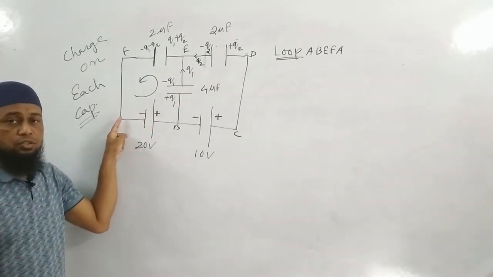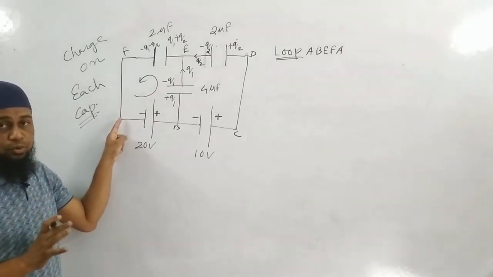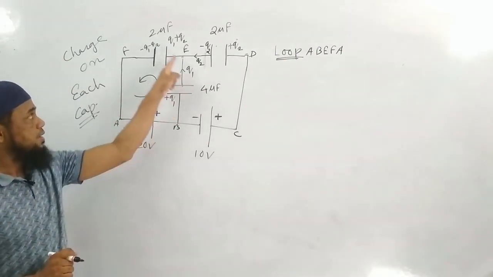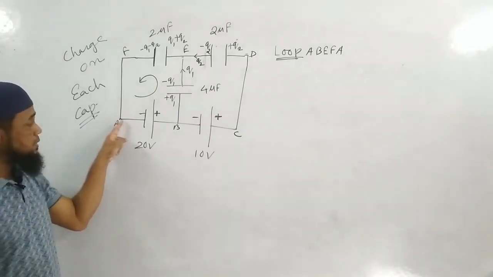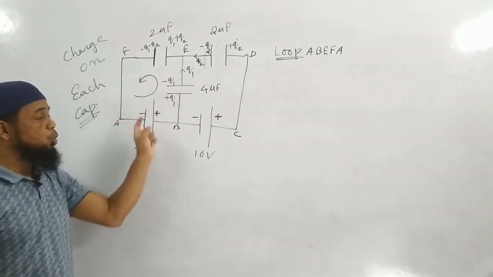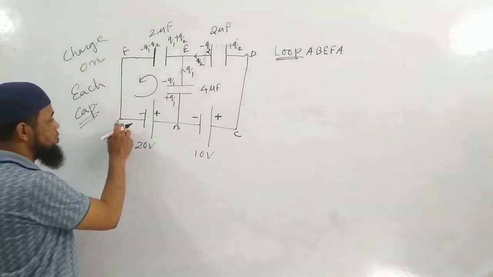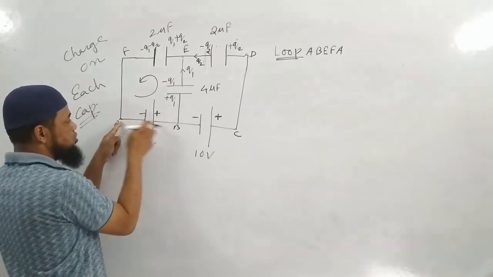Starting from one point and returning back to the same point, what is the change in potential? Change in potential is going to be 0. So this particular logic we are going to use here. Starting from here, if I come back to the same point, total potential drop will become 0. That means total potential drop in a closed loop is equal to 0.